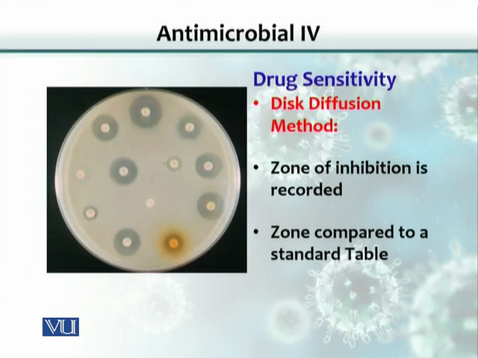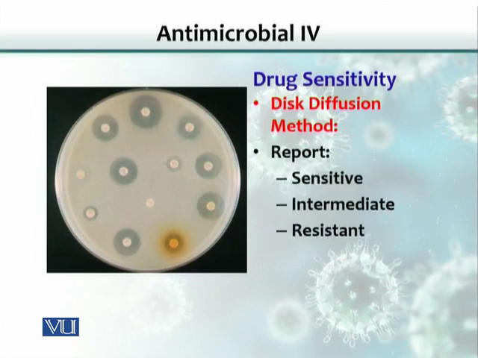Companies, when they supply these various discs for various antibiotics, also provide a table which has been worked out so that if the zone of inhibition is this much, the bacteria is sensitive, or if it is less than that, it is intermediate, or if it is not, then it's resistant. So each disc is recorded as sensitive, intermediate, or resistant.